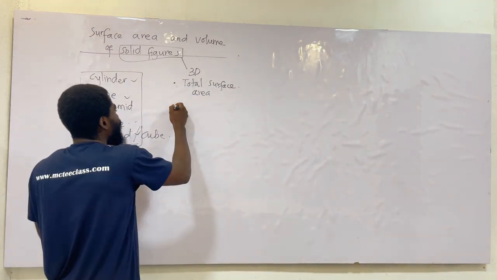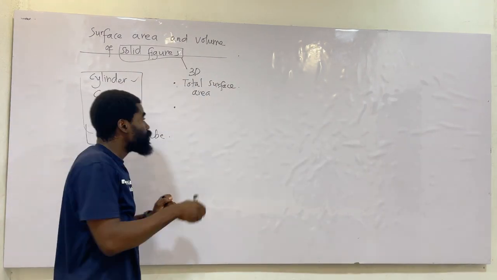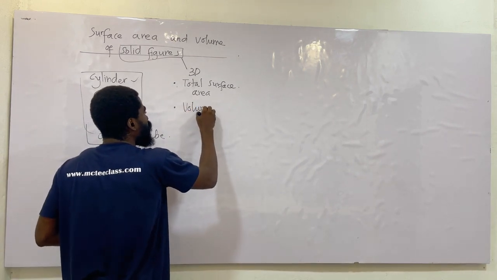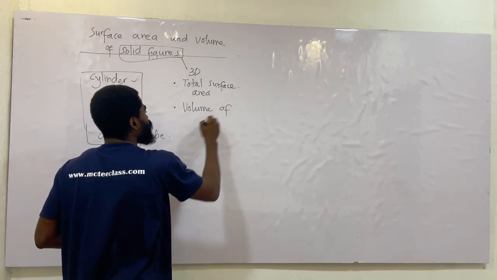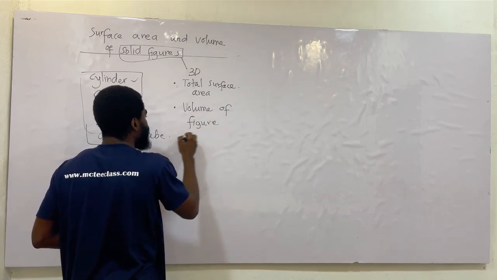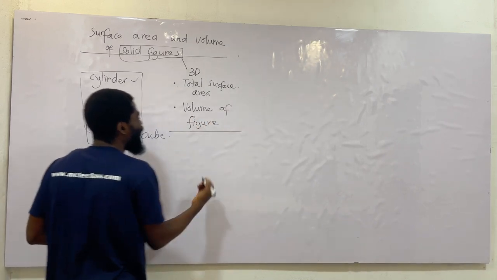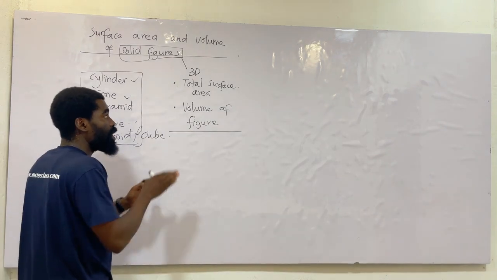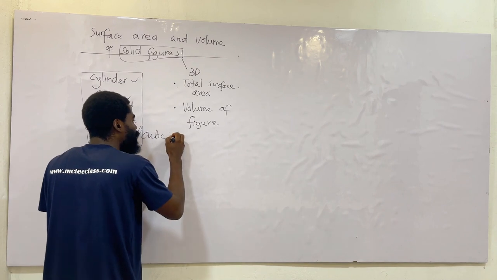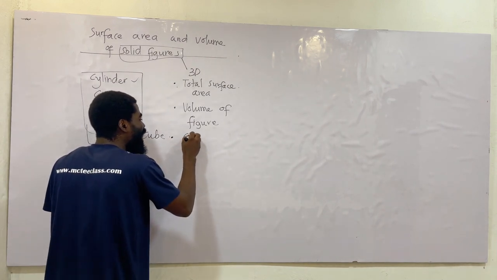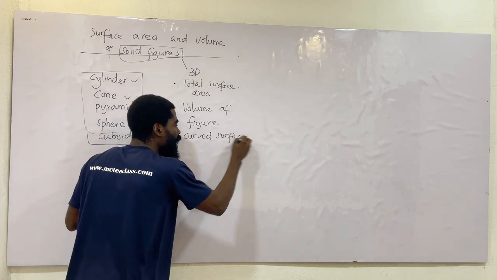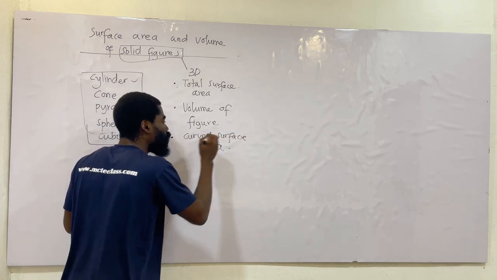Then, because it's a solid figure, it can contain something. So we find the volume of the figure. So these are the things. And if the figure has a curved surface, then the third one we are going to add up to is the curved surface area.